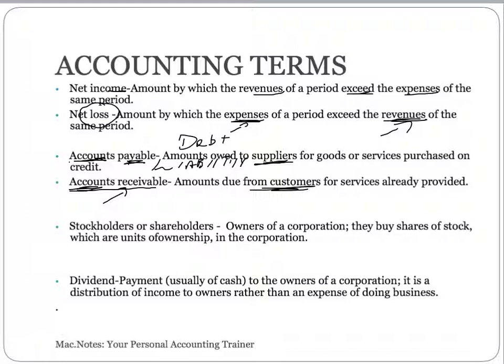Now, other terms. When I use the term stockholders, I could be using the term shareholders. It's the same thing. Both of them are owners of the corporation. Sometimes it's just preferable to use stockholders, sometimes shareholders. And lastly, as I said before, when the company earns a profit and pays it back to the shareholders, it does so in the form of a dividend. So a dividend payment, usually in cash, to the owners of a corporation, is a distribution of income rather than an expense for doing business. This is not an expense.